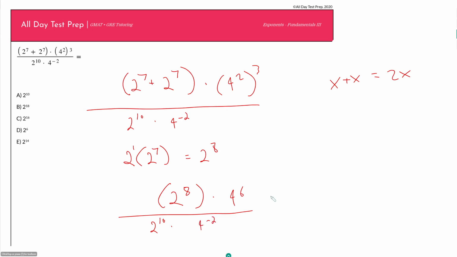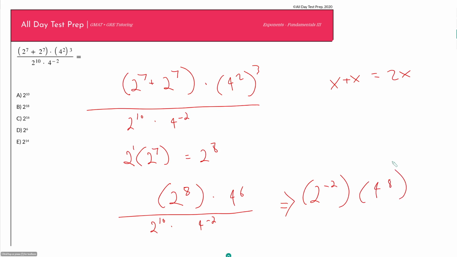So now we can start using our exponent rules. So we get 2 to the 8th over 2 to the 10th here. And so we are dividing exponents with the same base. So we subtract the powers. So that is just 2 to the negative 2 left up top. Now here we have 4 to the 6th over 4 to the negative 2. And so we got to do 6 minus negative 2. And so in this case, it's really 6 plus 2, and we are left with 4 to the 8th up top.